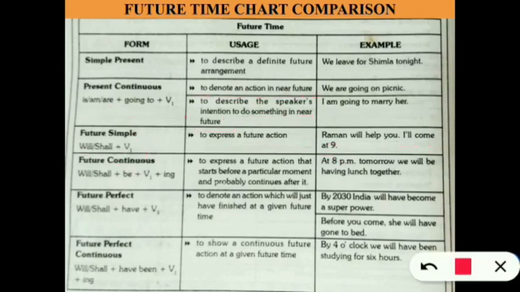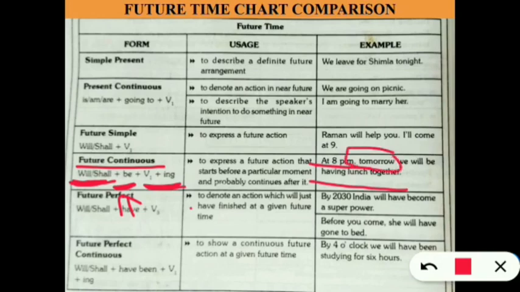Next, future continuous tense. Will, shall with be, verb 1. Okay, auxiliary verb be with verb 1 in ing form. To express a future action that starts before a particular moment and probably continues after it. Example, at 8 a.m. tomorrow we will be having lunch together. So here tomorrow, obviously we are dealing with future tense, so tomorrow will obviously be there. Tomorrow we will be having lunch together. I hope it's clear. Future tense.